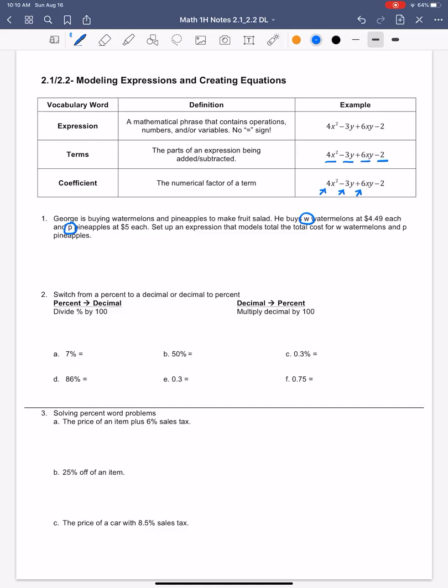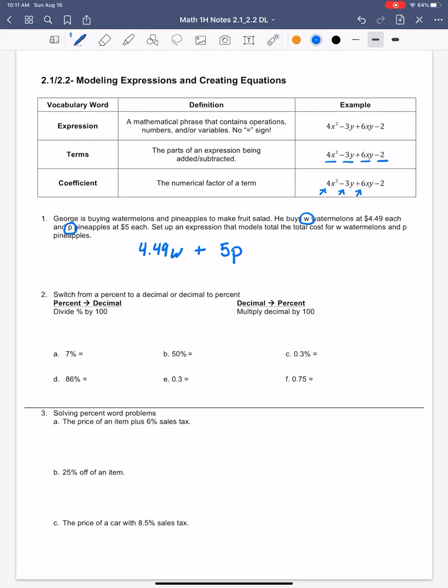So we know that the watermelons are $4.49 each. So I'm going to do $4.49W. And we know that the pineapples are $5 each. So that's going to be 5P. And it wants the total cost for all of these things. So I'm going to use addition because that would give me the total cost if I were to put those together, right? And I get my expression that models that.